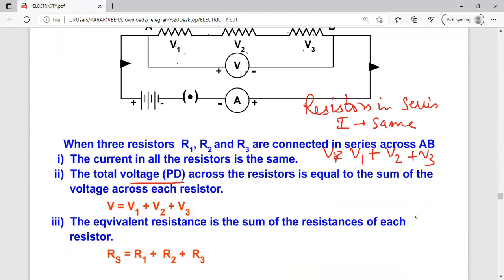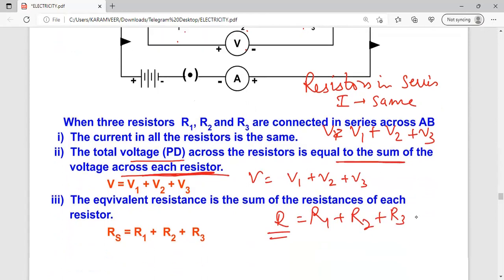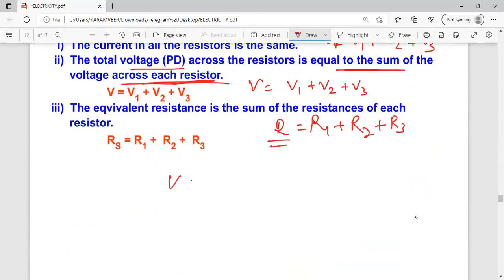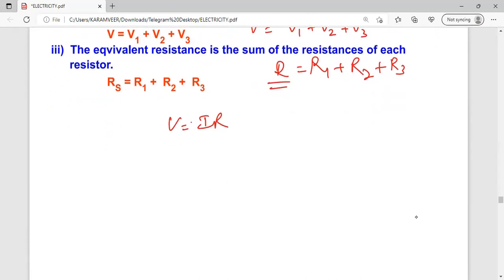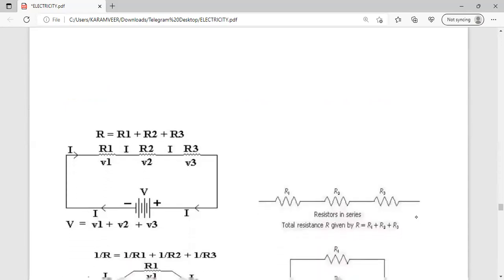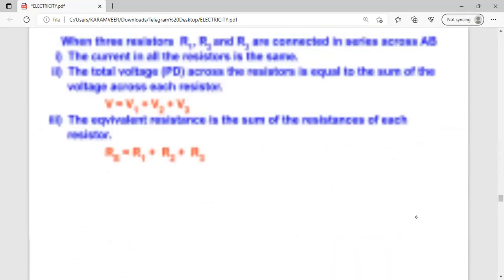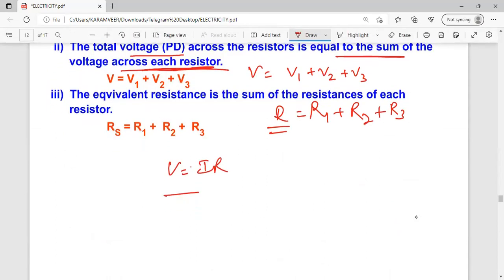The total potential difference is equal to the sum of the voltage across each resistor. So V is equal to V1 plus V2 plus V3. The equivalent resistance means you have to add all the individual resistances. So V is equal to IR, and here the current will remain the same. So R is equal to R1 plus R2 plus R3. It came in this form.